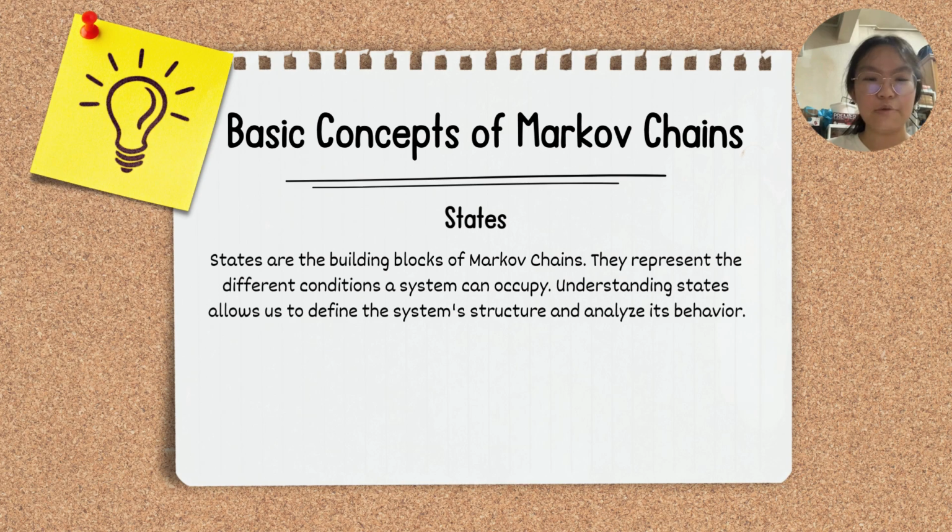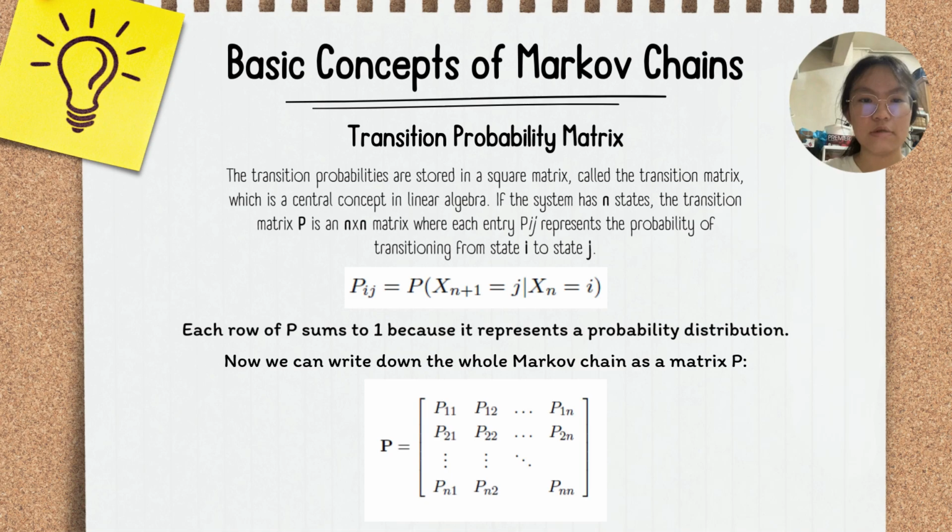Next, we need to learn some basic concepts of Markov chains. First of all, states are the building blocks of Markov chains. They represent the different conditions a system can occupy. Understanding states allows us to define the system structure and analyze its behavior. Besides, we also have the transition probability matrix.